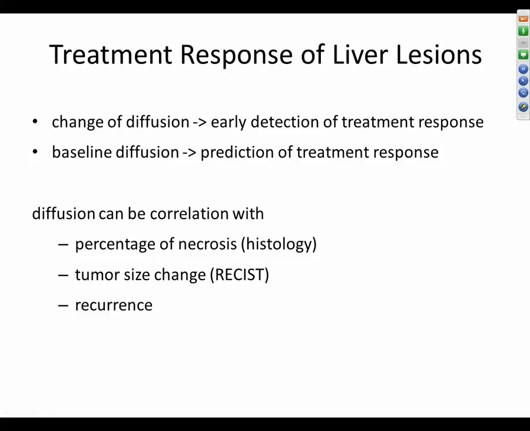Now, more recently, the application of DWI has been extended to cancer management. It can be used to measure the treatment response by comparing the diffusion change, or it can be used to predict the treatment response with the baseline diffusion. Diffusion can be correlated with tumor size change or RECIST criteria. It can also be correlated with histology information, such as the percentage of necrosis, and it can also be related to recurrence.